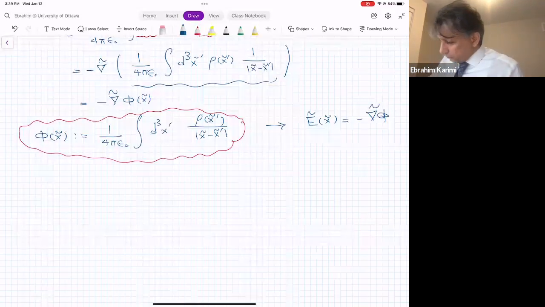So for the electrostatic, we are so far talking about electrostatic. For the electrostatic, the electric field is given by minus gradient of phi. Can you tell me what is the curl of E?